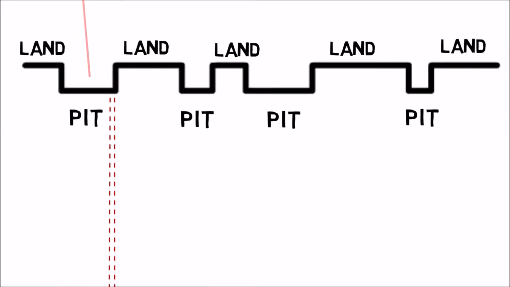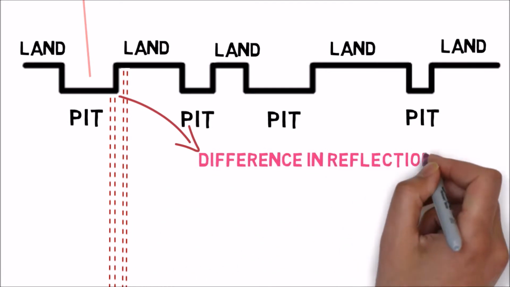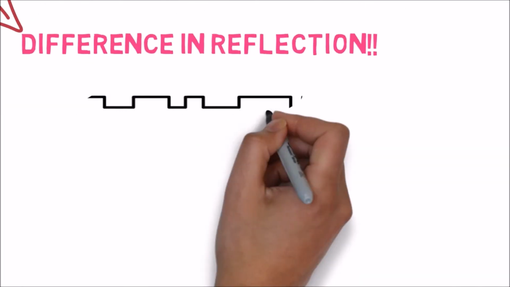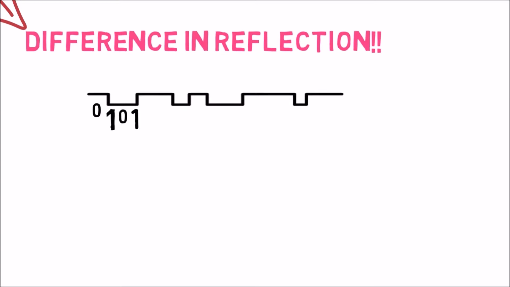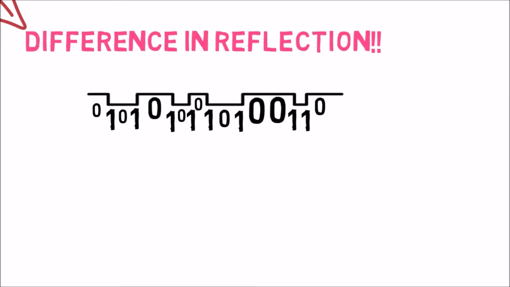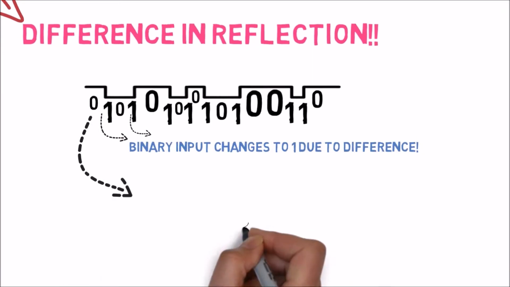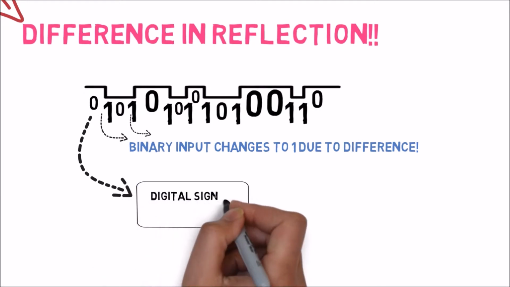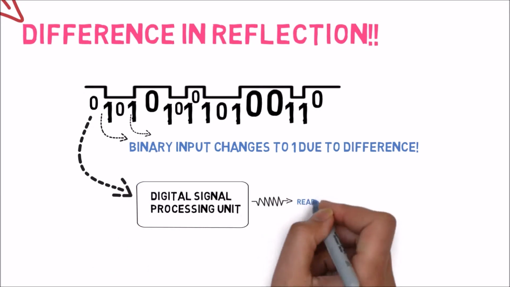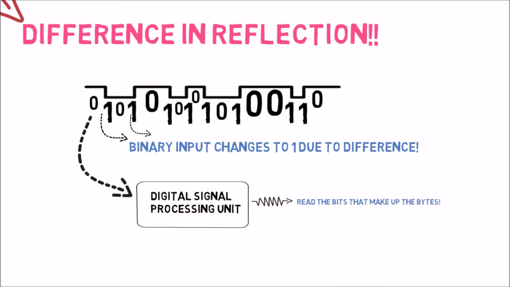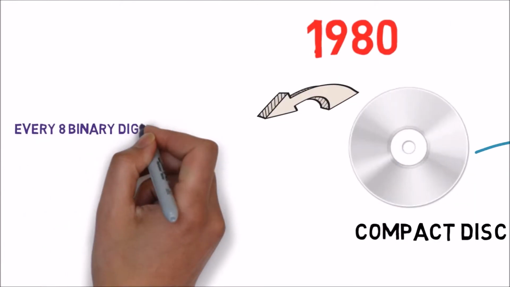Typically, a weak infrared laser is used to read the CD from the bottom of the disc. Change in height between pits and lands result in a difference in the way light is reflected. The difference will be reflected in binary, as whenever the change occurs, the binary input is 1. This binary sequence undergoes digital signal processing, which then reads the binary bits that make up the bytes. Every 8 binary digits make up 1 byte.